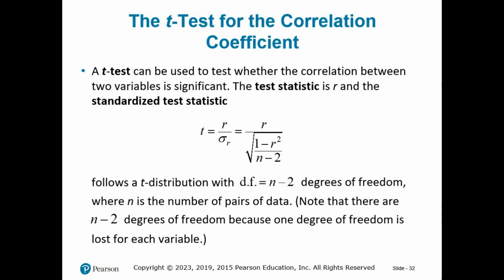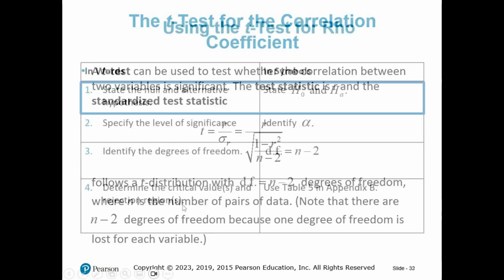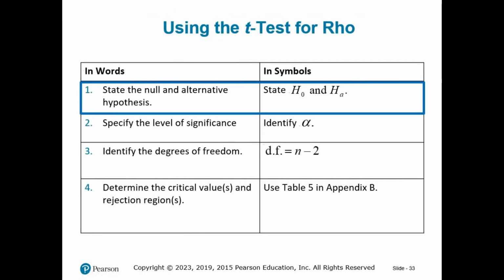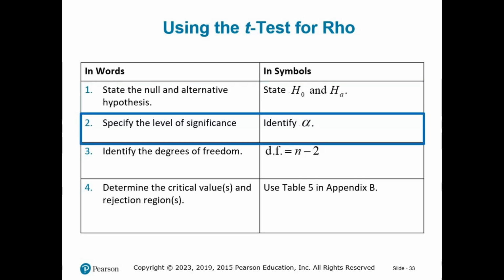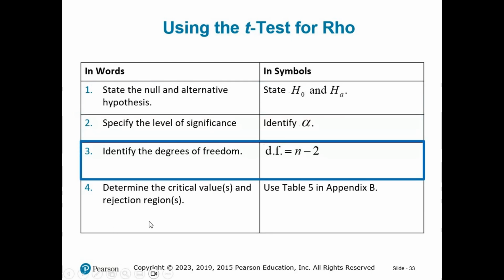So let's talk about the steps in words and symbols. We're getting good at these now, right? So first up, for using the t-test for rho, we want to state the null and alternative hypothesis. Remember our rules for which is which according to the claim and which is the complement. Next, specify the level of significance and identify alpha. After that, identify the degrees of freedom, and remember you're dealing with 2 this time, so n minus 2.